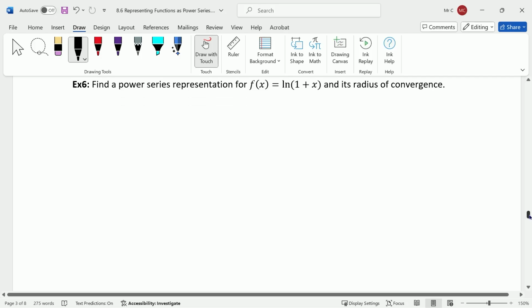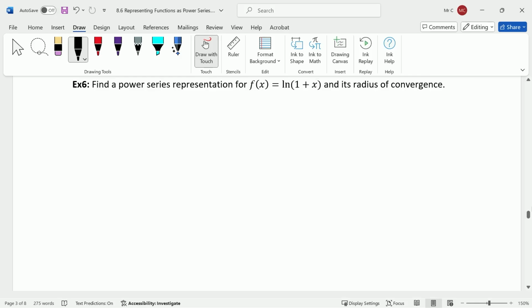Okay, so now we'll deal with another transcendental function, ln of 1 plus x. So we want to find a power series representation for f of x equal to ln of 1 plus x and its radius of convergence. Okay, so how do we do that?